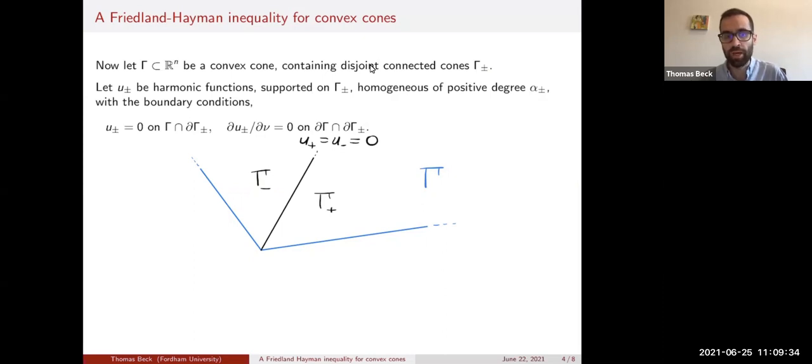And then on the part of the boundary consisting of the original convex cone gamma, we impose these Neumann conditions. So here, nu is the outward normal, and we impose that the normal derivative of u plus and u minus vanishes on this part of the boundary. Okay? And again, just like in the previous case, these boundary conditions and u being a harmonic function of positive homogeneity ensure that, up to a constant multiple, there's only one such function on these cones, gamma plus and gamma minus. And in particular, there's only one such positive homogeneity, which we're calling alpha plus and alpha minus.